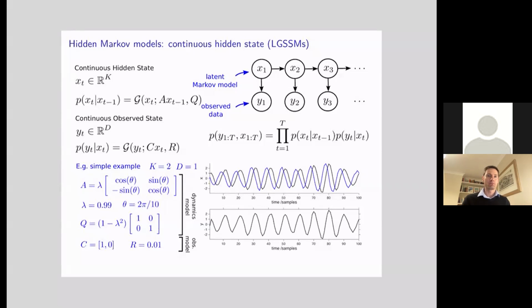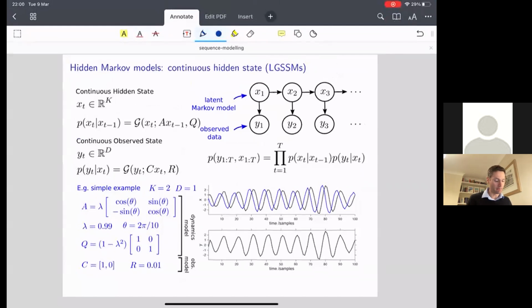In the last videos, we've been considering hidden Markov models with discrete hidden states. What we're now going to move on to is considering hidden Markov models with continuous valued latent or hidden states, and in particular, a type of model called the linear Gaussian state space model, or LGSSM. Okay, so let's walk through what the new setup is.